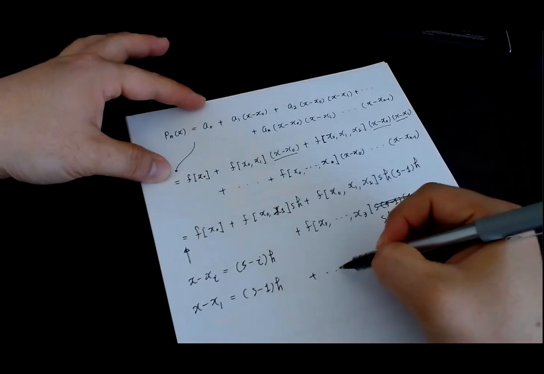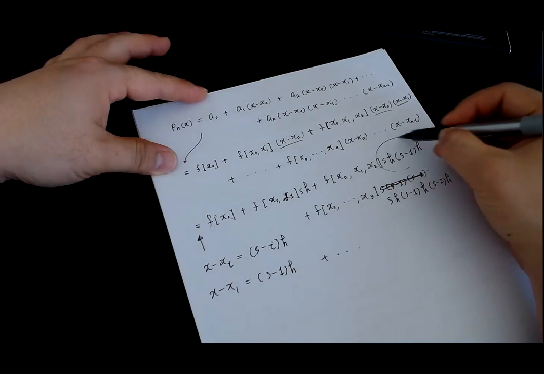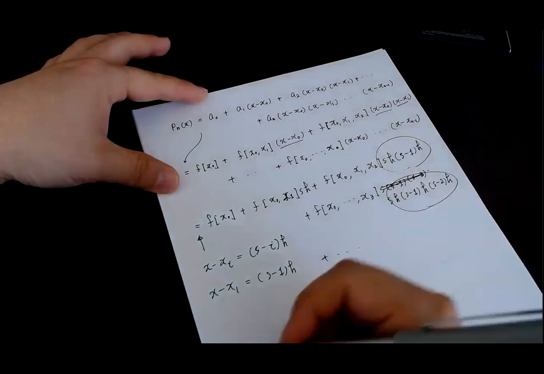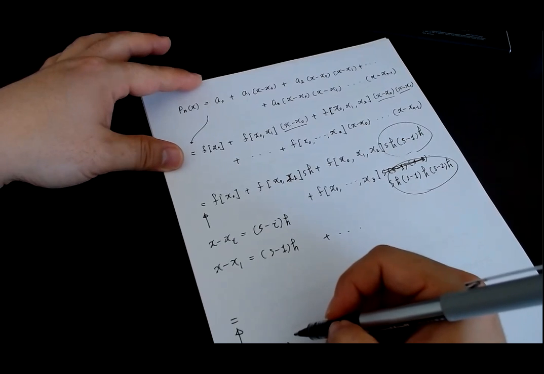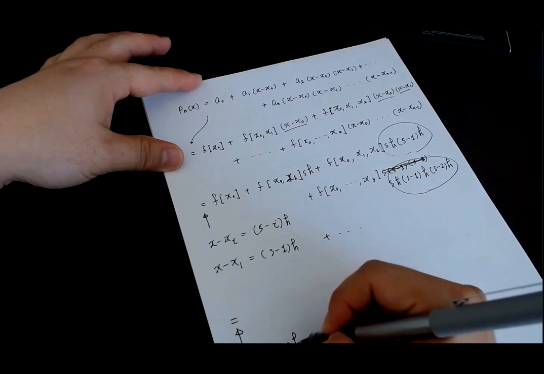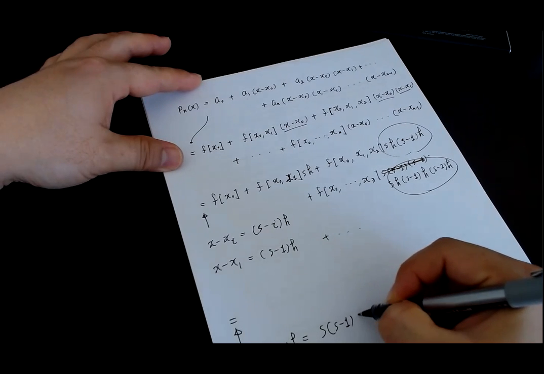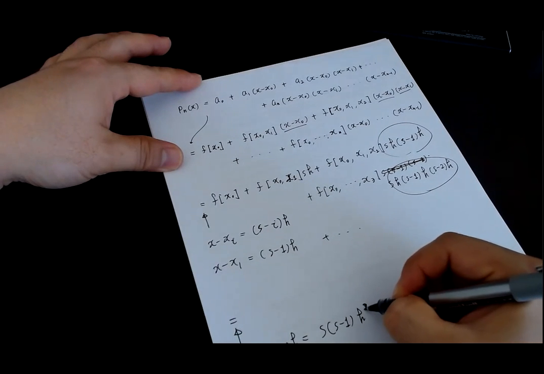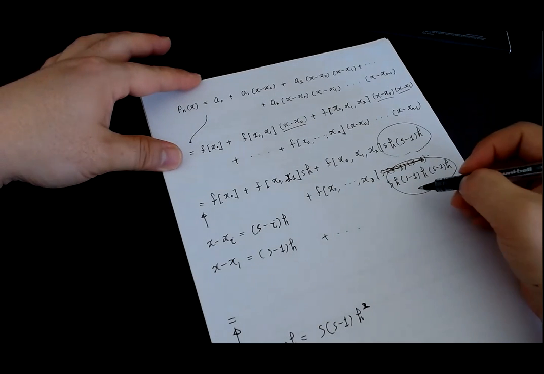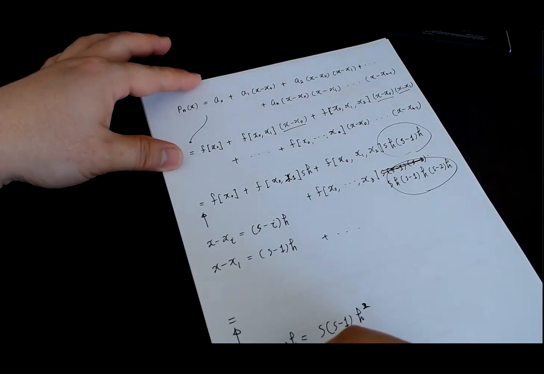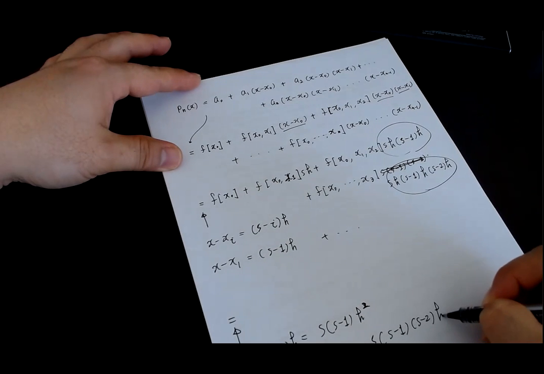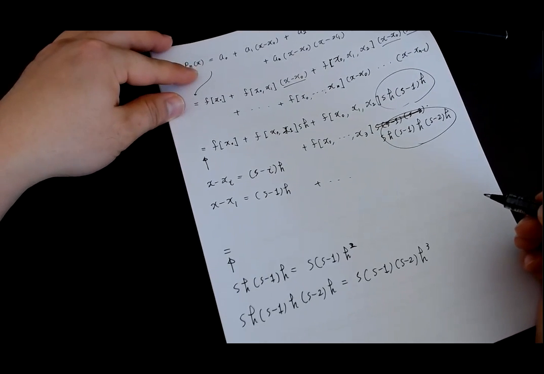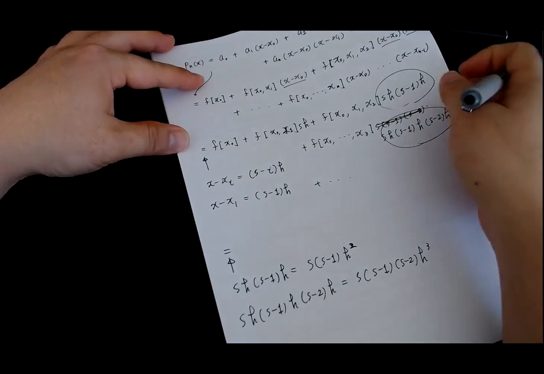Okay, so keep going. Now, let me simplify this one and this one. So now here, the sh times s minus 1 h, this is equal to s times s minus 1 times h squared, right? And then this one is what? S times sh times s minus 1 h and the s minus 2 h. This is equal to s times s minus 1 times s minus 2 times h cubed. Is it? Right? So now we can say that this is equal to what?